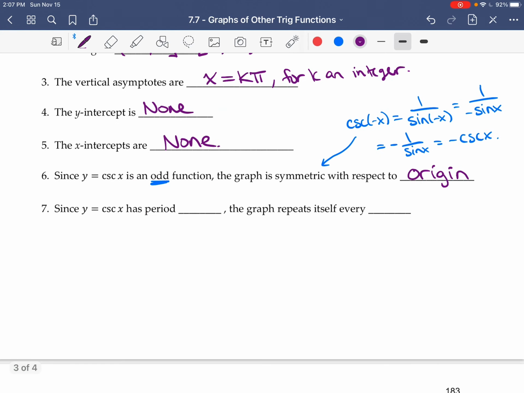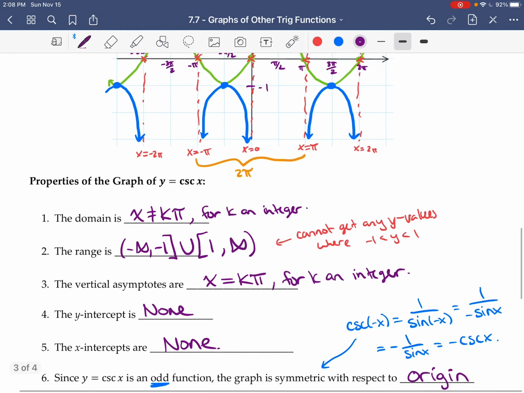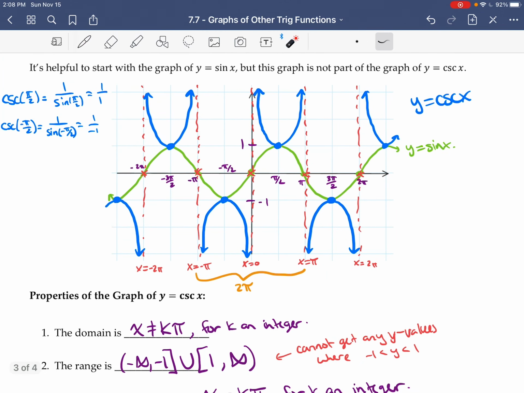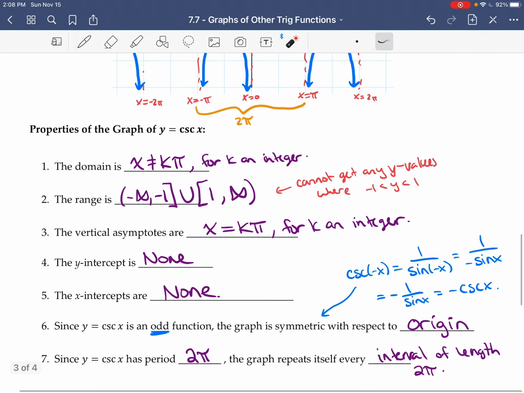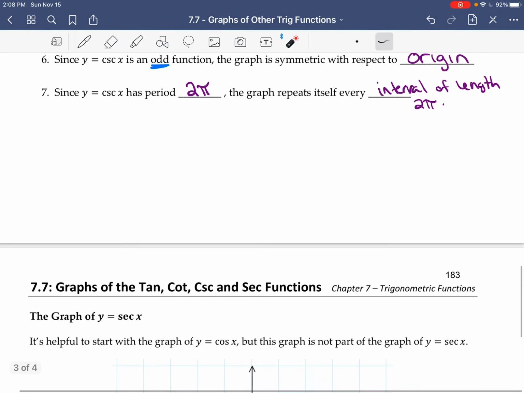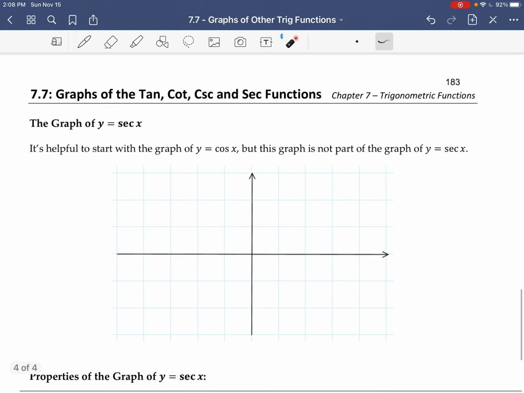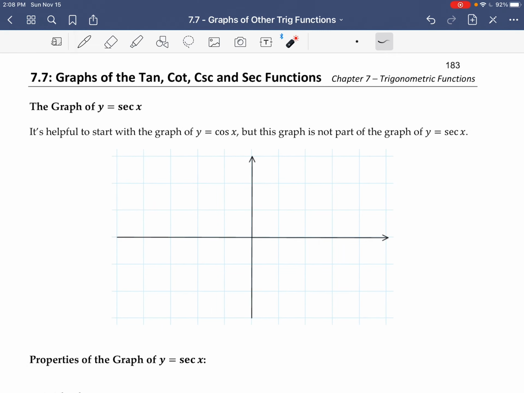Now the period for cosecant is the same as for sine, so it is 2 pi. The graph repeats itself every interval of length 2 pi. That's how you get one full cycle. It looks like it could just be pi, but you have to get the one that's up and the one that's down. That's why you have to do 2 pi. So that's what the graph of cosecant looks like. Secant is very similar, so try that same method to get the graph of secant.